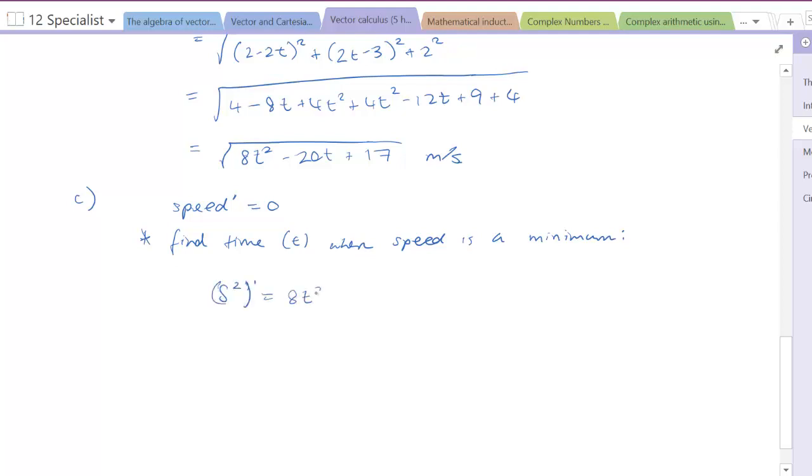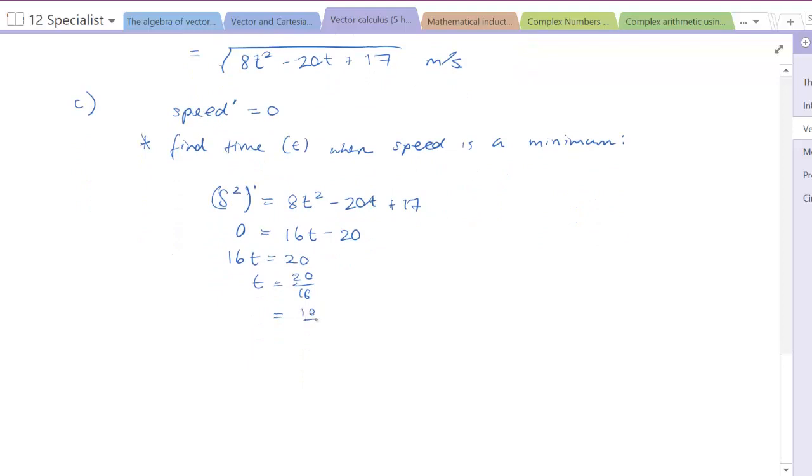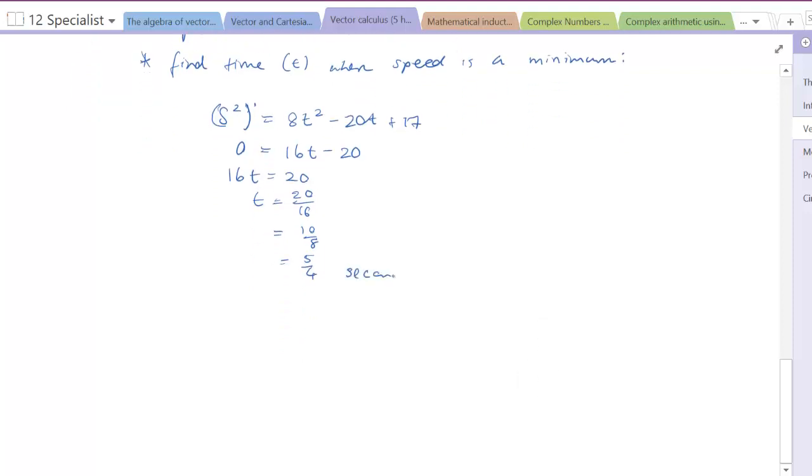And so I'm looking at the derivative of 8t squared, take 20t plus 17. We get 16t take 20, let that equal 0. And 16t is equal to 20, and then finally t is equal to 20 on 16, which is equal to 10 on 8 or 5 on 4. Now to find the actual speed, we're going to put that 5 on 4 back into the speed equation. So our speed will be equal to the square root of 8 multiplied by 5 on 4 squared, subtract 20 lots of 5 on 4, and add 17.